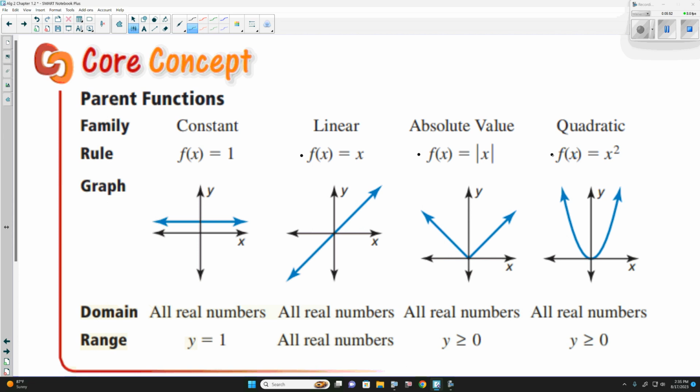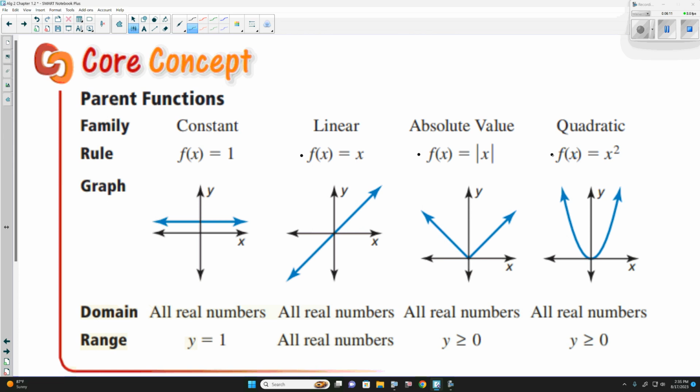Now, we're not going to talk too much about domain and range, but if I ask you about the domain of any of these here, hopefully you could get it right. Because hopefully you notice what it says the domain for each one of these is. All real numbers. It's the same for all of them.